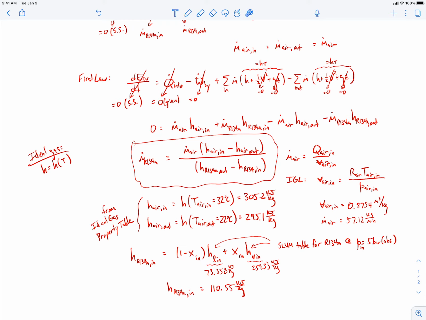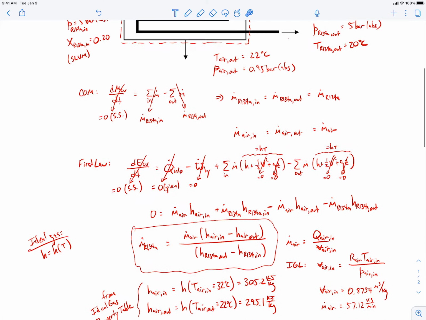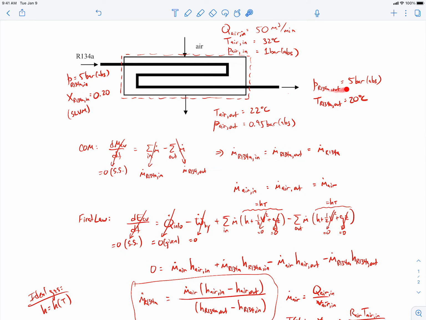The last one we need to find is the specific enthalpy of the R134A at the outlet. At the outlet, we're given both the pressure and the temperature. So again, what I'm going to do is go to the saturated liquid vapor mixture table for R134A. I'm going to look at it organized based on pressure, since we're already using that table. And I'm going to compare the saturation temperature to the given temperature.